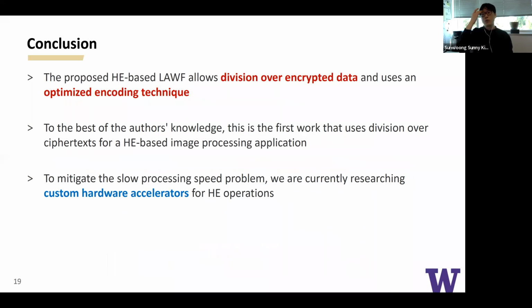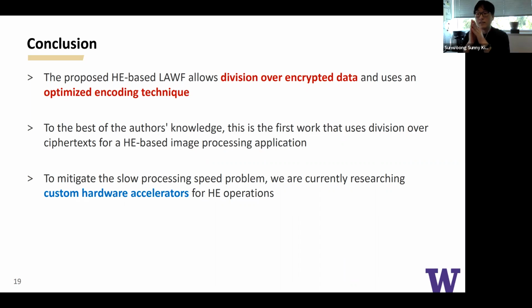So in this work, we moved a popular locally adaptive Wiener filter to a homomorphic encryption domain. There were 2 problems, and we solved the first problem by using a numerical method, and the second problem by proposing a new optimized encoding technique. And to the best of our knowledge, this is the first work that uses division over ciphertext for a homomorphic encryption-based image processing application.